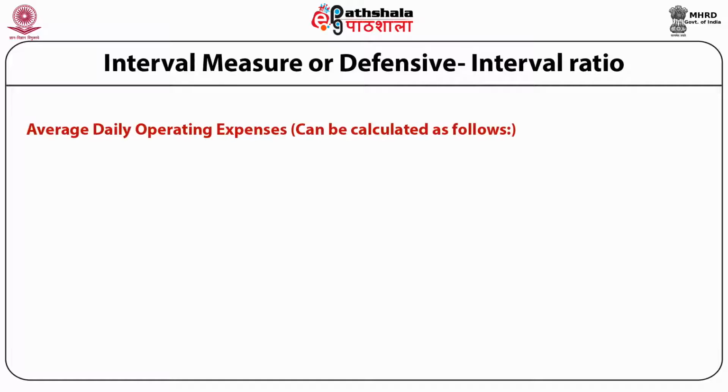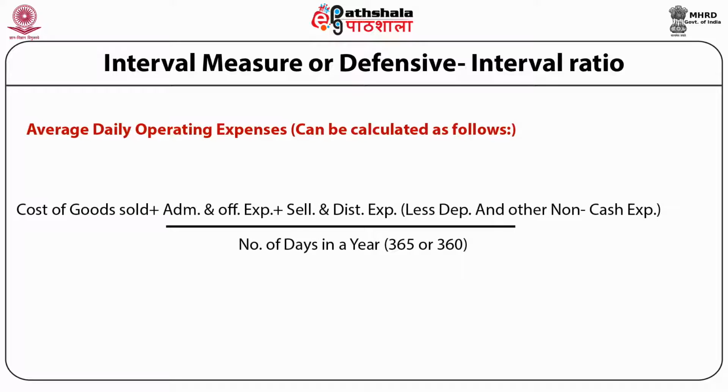Average daily operating expenses can be calculated as follows. It includes COGS, which means cost of goods sold, plus administrative office expenses plus selling and distribution expenses, less depreciation or any other types of non-cash expenses, divided by the number of days in the year. You can take it as 365 days or 360 days.